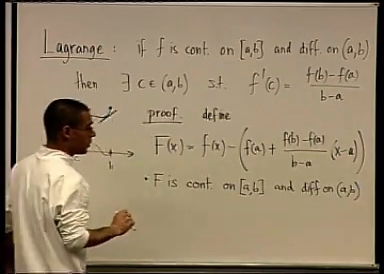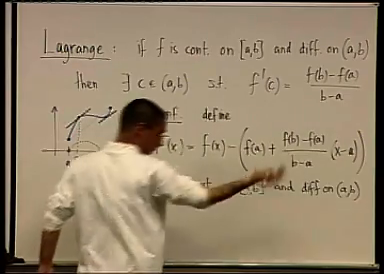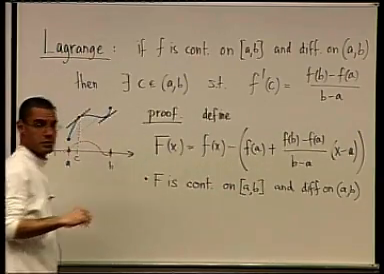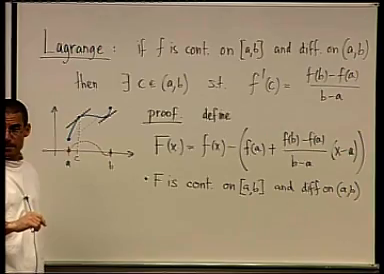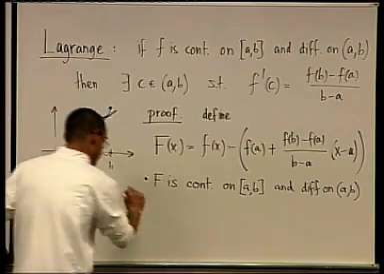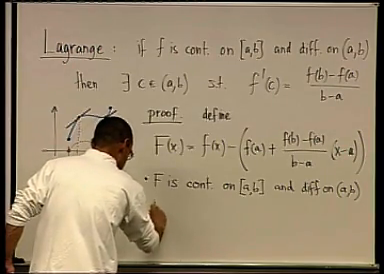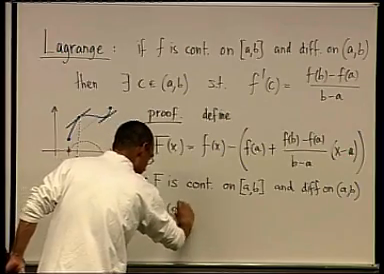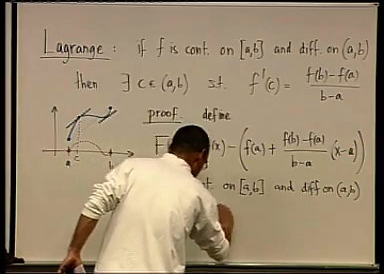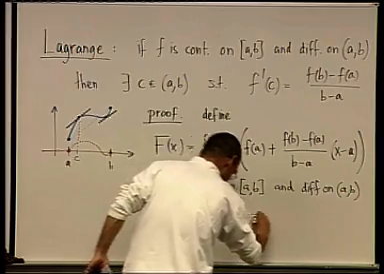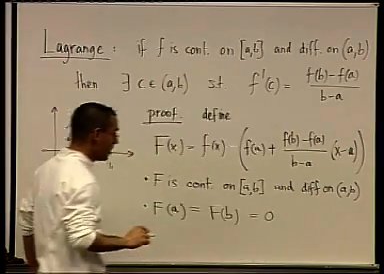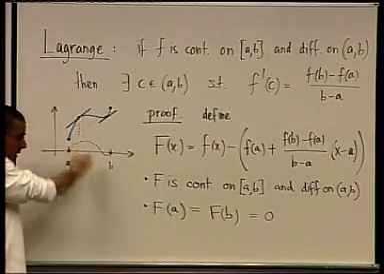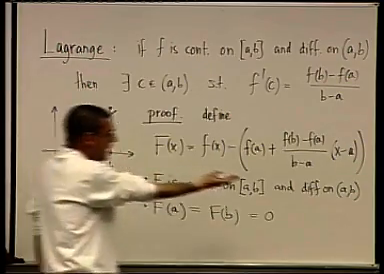Little f is differentiable. This is a straight line. We know it's differentiable. Their difference is differentiable, right? But capital F now satisfies F at a equals F at b. In fact, they're both 0. If you don't see it from the picture, you can just plug in the values.